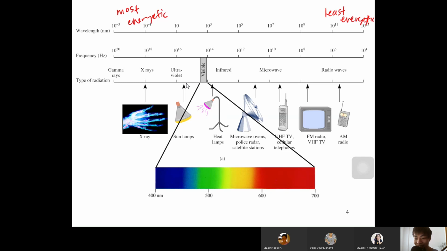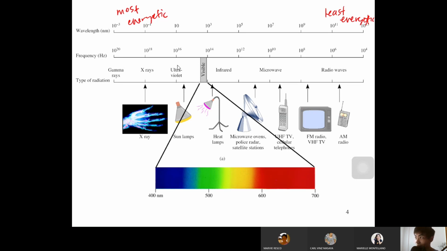So, kailan nagkakaroon ng interaction yung waves sa atom? Kapag malakas na siya, strong enough to move the electrons. So, yung ultraviolets, they are strong enough to move the electrons. As it moves the electron, it makes the solar panel energy possible. Because yung kailangan lang naman sa solar energy is yung electron ay tumatalon-talon. So when the electrons jump from one orbital to another, that produces energy, kuryente.